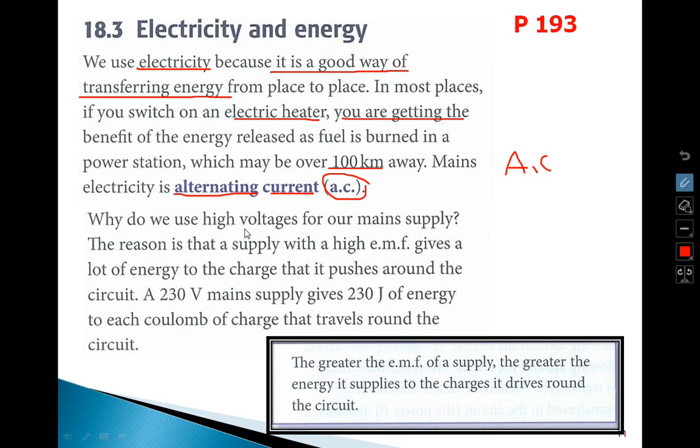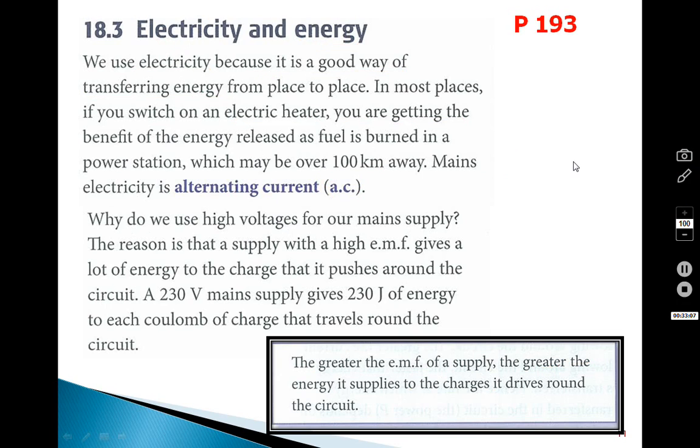So what's the conclusion here? The greater the value of EMF or V of a supply, the greater the energy it supplies to the charges it drives around the circuit. So there is a strong relation between electricity and energy. The greater V is, the greater the energy, as we said here.